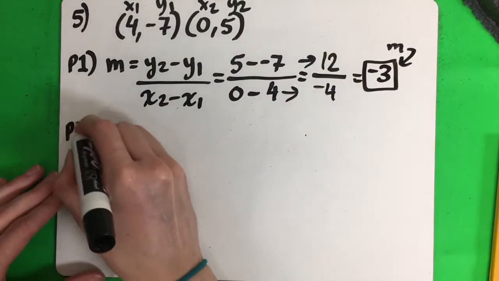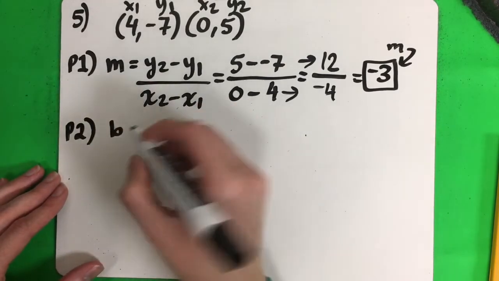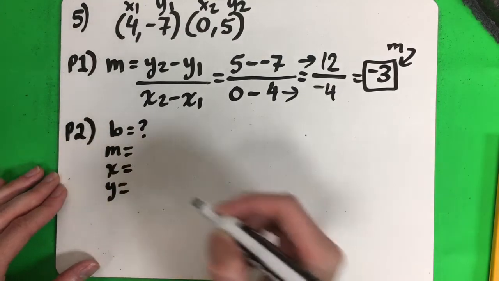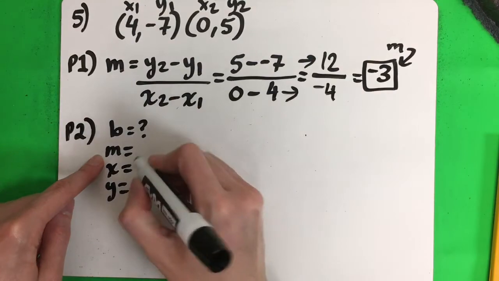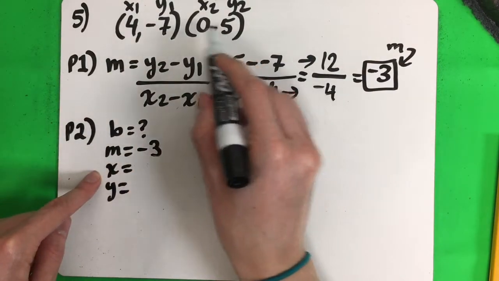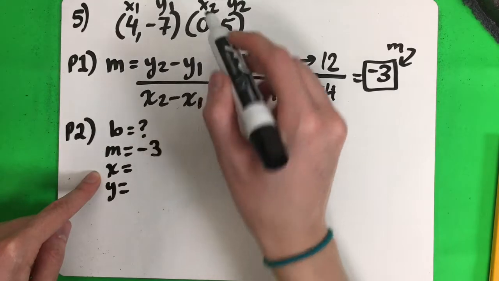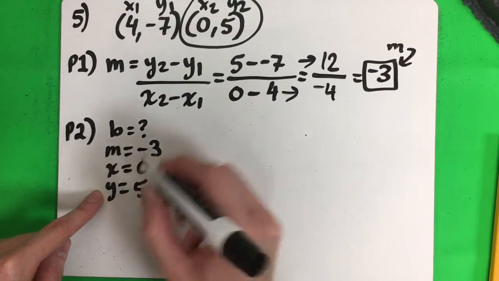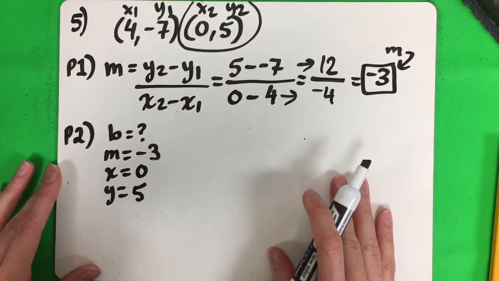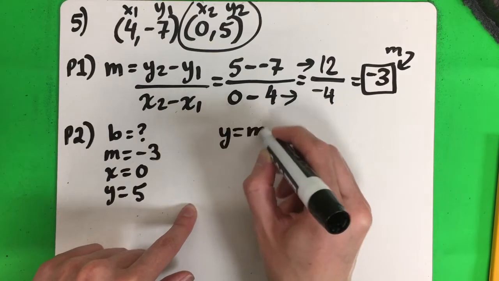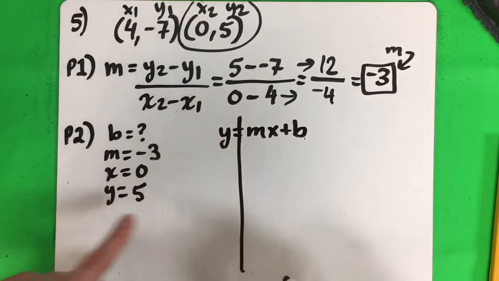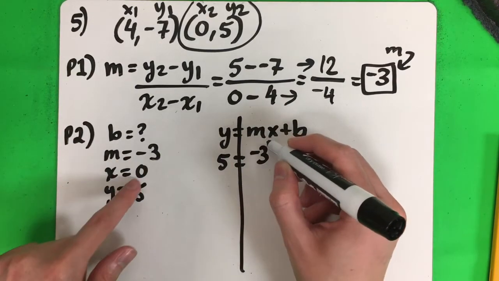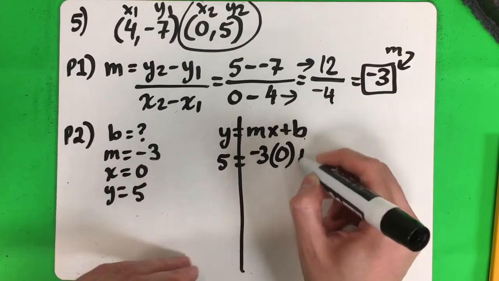Part 2. Now I need b, the y-intercept. Okay, so b I don't know. So let's see, m equals, x equals, y equals. Okay, m is negative 3. X, I need to pick a point. Let's go with this one. X is 0, y is 5. It doesn't matter which one, no importa cuál. Okay, and the formula is y equals mx plus b. Y is 5 equals m is negative 3, x is 0 in parentheses, plus b.